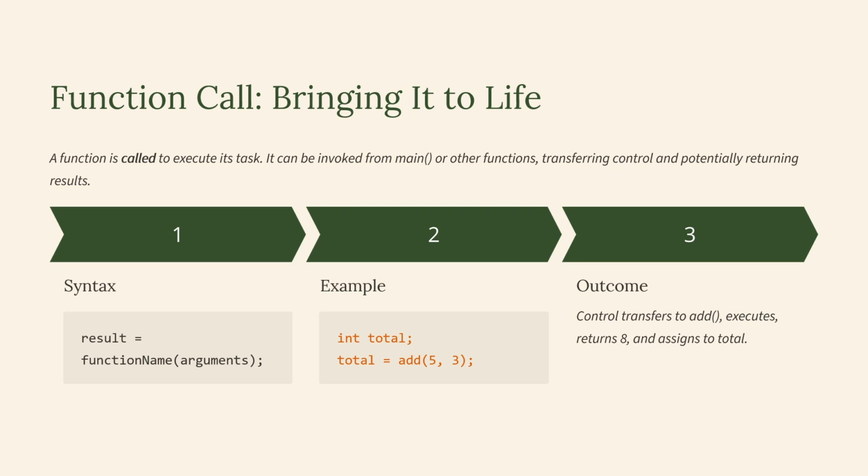So what happens during execution? Arguments are passed to parameters. The function performs computation. The result is returned and stored in total. So this is how the function call happens.